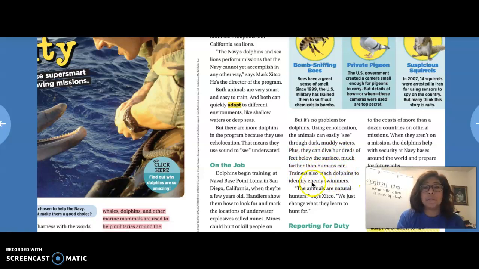Trainers also teach dolphins to identify enemy swimmers. The animals are natural hunters, says Zitko. We just change what they learn to hunt for.